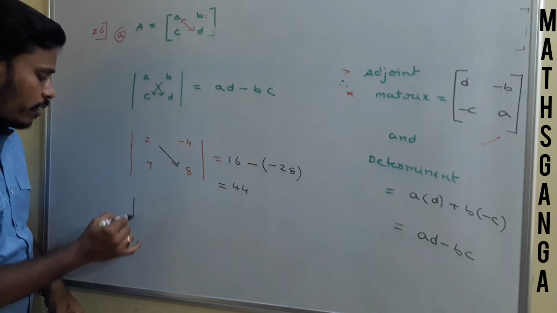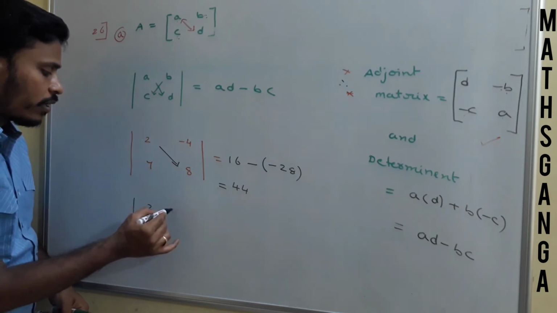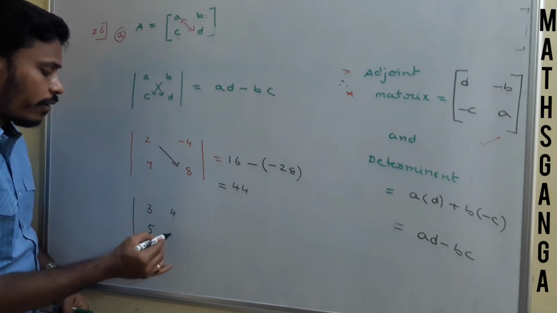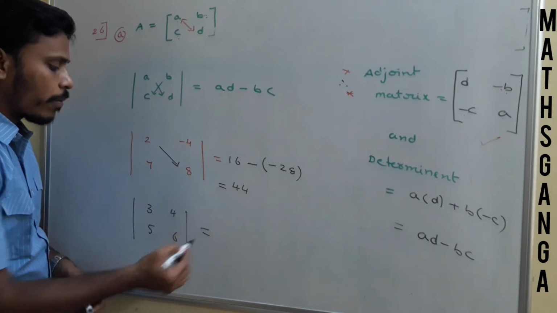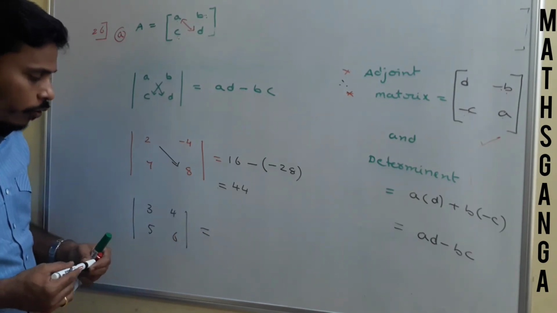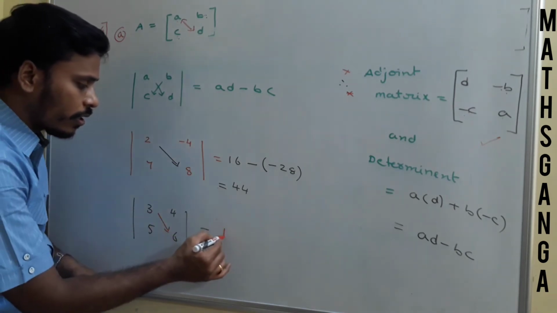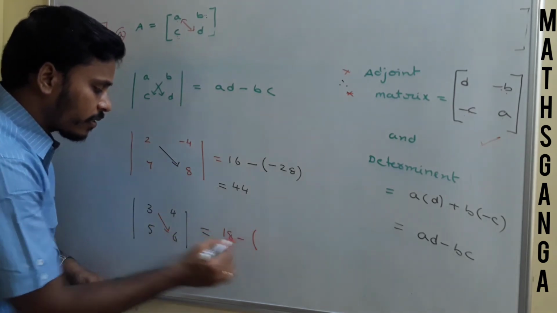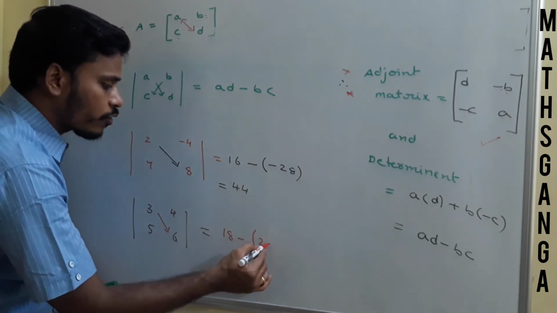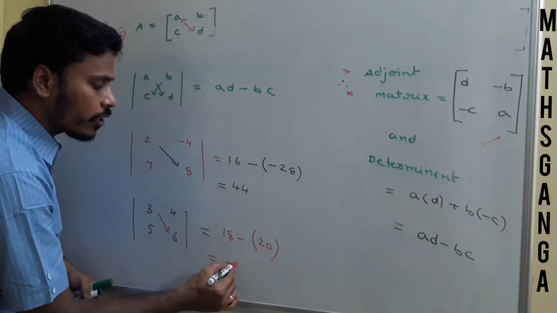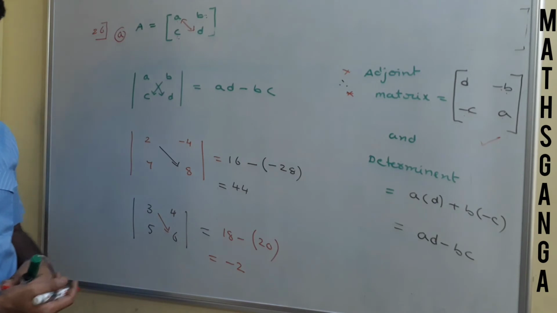And suppose you wish to find the determinant of 3, 4, 5, 6. First of all, you multiply these two: 3 into 6 is 18, minus, you multiply these two: 4 into 5 is 20. And 18 minus 20 is minus 2, and that's the determinant.